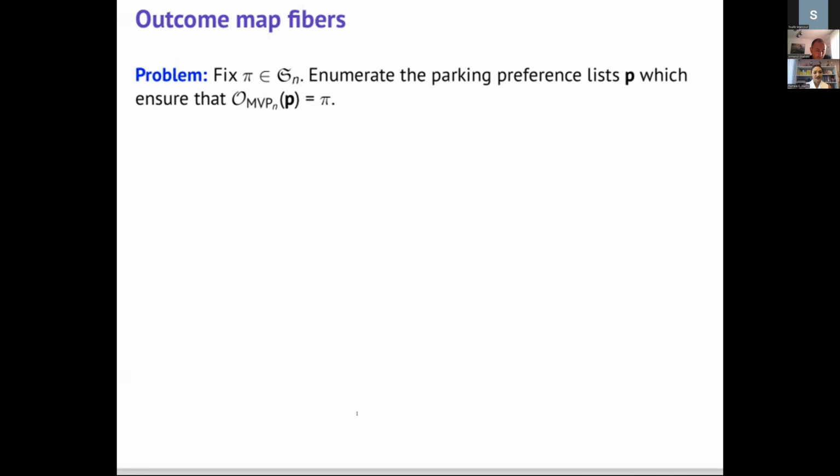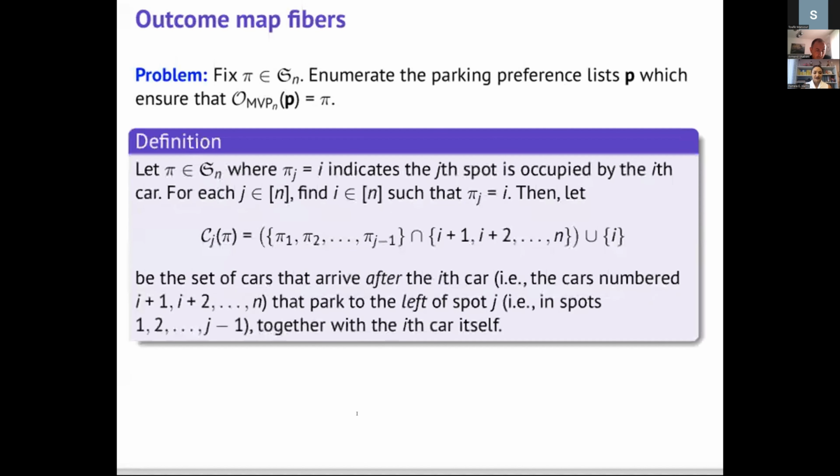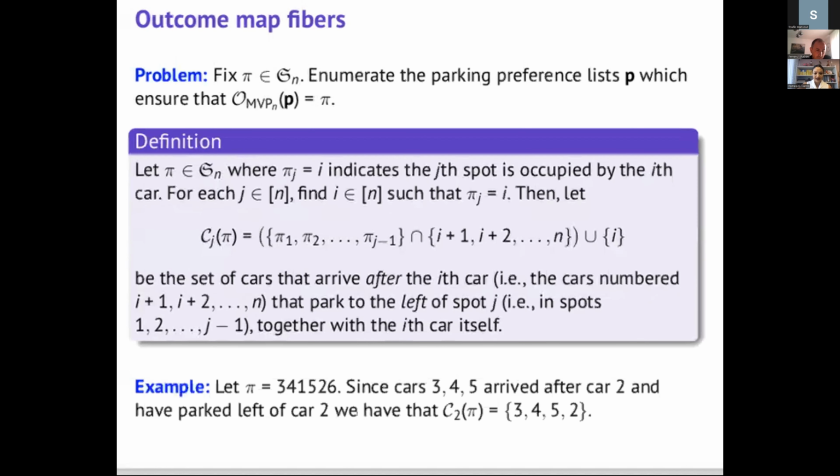So fix a permutation, meaning the order in which the cars park, and then enumerate the lists of preferences that park the cars in that order. And so the first thing that I need to do is give you some scary slide, but let me just tell you really what this set does. So pi is the order in which the cars park. So take, for example, this permutation.